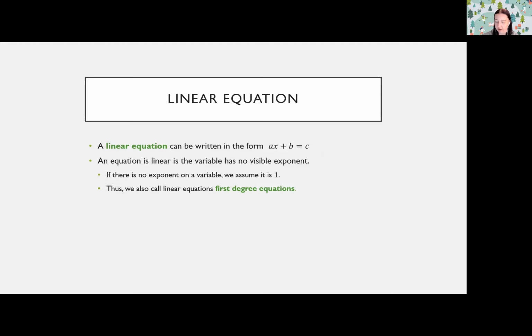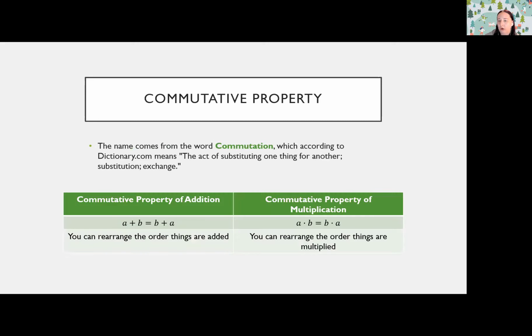So now let's look at the various properties that allow us to solve equations. So we've got the commutative property, which basically means you're exchanging things, commutation. And so that means you can rearrange the things that you add, and you can rearrange the things that you multiply, because it's a property of addition and multiplication. This does not work for subtraction or division unless you rewrite those in terms of addition and multiplication based off of their definitions.